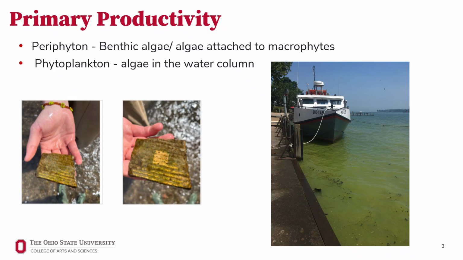The second type of algae we will analyze is called phytoplankton. This is algae that is floating within the water column. In the photo on the right, you can see green phytoplankton floating in Lake Erie.